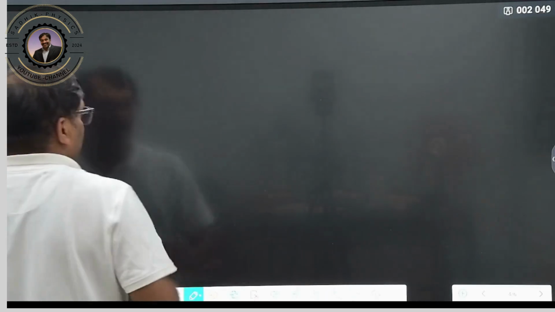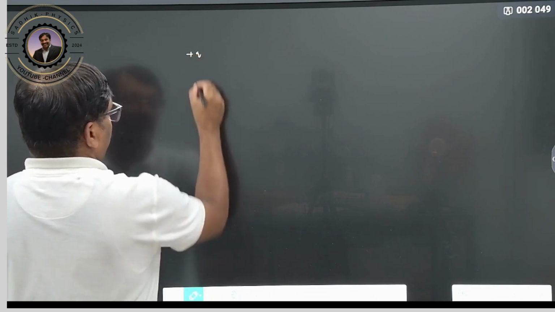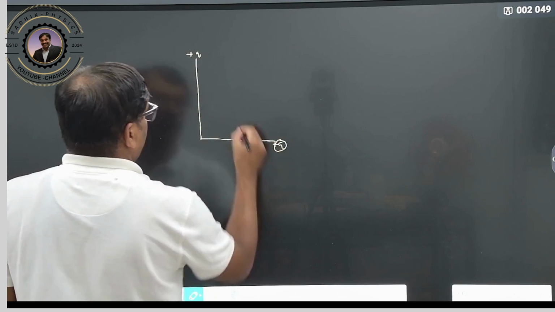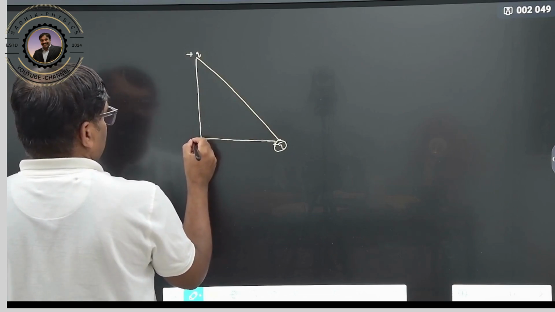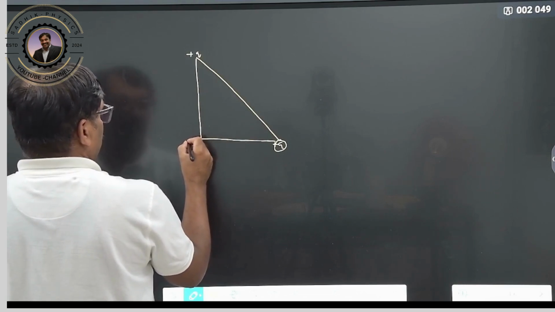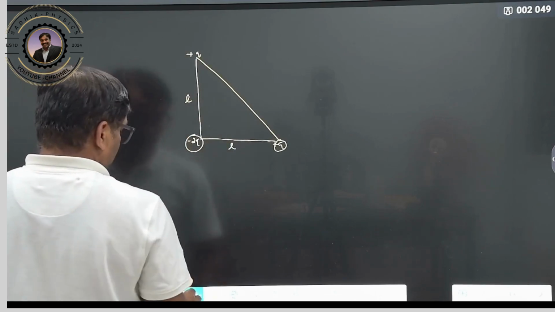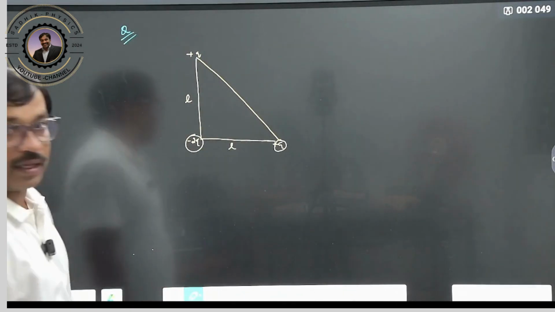Now let us see one more question that you can calculate. Suppose there is a positive charge here, and also a positive charge here, and here there is a negative charge, minus 2q. Here it is L, and here it is L. Now we want to calculate the total net dipole moment. Clear?